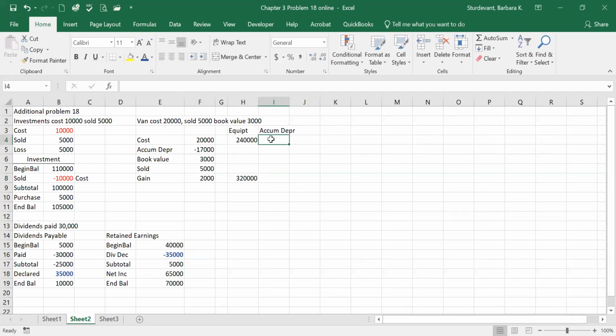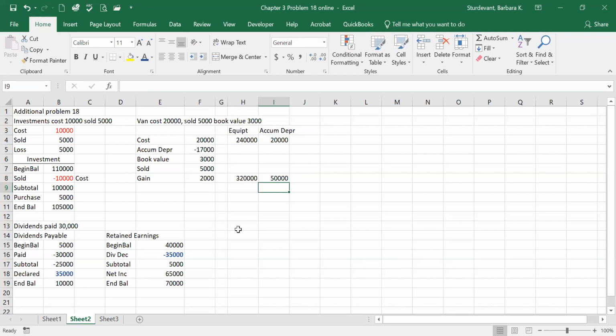When you're doing these with the accumulated depreciation, ignore the parentheses. All the parentheses are doing is identifying the fact that it has a credit balance with a bunch of debits. But when you're doing this, ignore them. So we have a $20,000 beginning, a $50,000 end. Check and make sure I got those right, and I do.